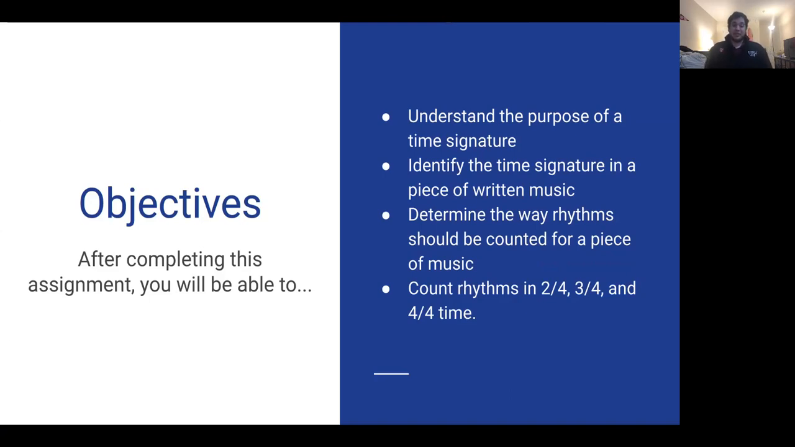After completing this assignment, you will be able to understand the purpose of a time signature, identify the time signature in a piece of written music, determine the way rhythms should be counted for a piece of music, and count rhythms in 2/4, 3/4, and 4/4 time.